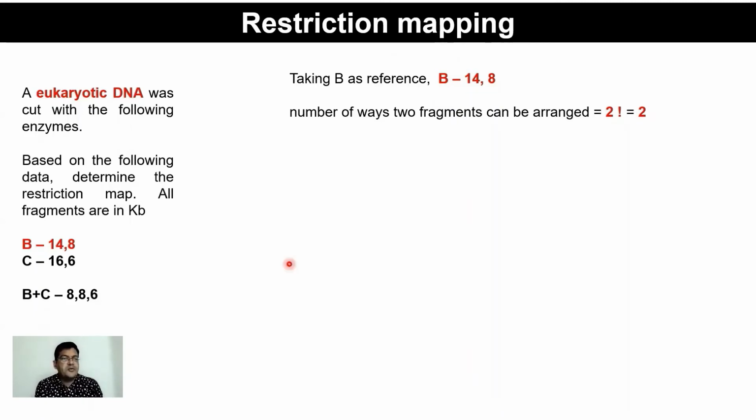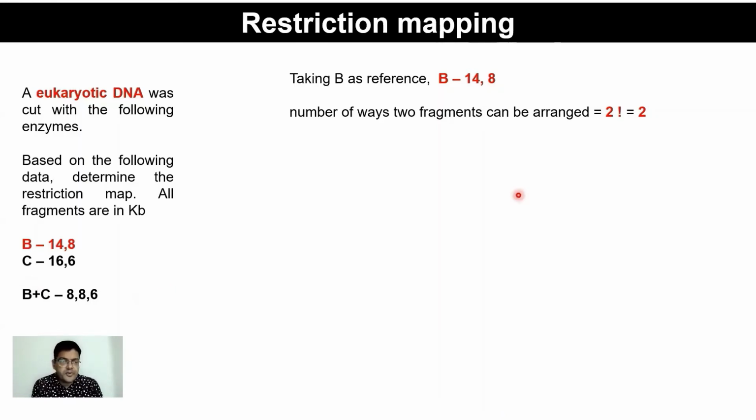The other important thing that you need to do is to calculate the total length of the DNA, and that is very simple. You can take any of the single digestion patterns and sum it up together to give the total length of the DNA. So B, for example, on single digestion gives you 14 kb and 8 kb fragments, which means that the total length of the DNA is 22 kilobases. Likewise, C, for example, can give you 2 fragments, 16 and 6, which is again 22 kilobases. Or for that matter, if you take B plus C together and do a complete digestion, you get 8, 8 and 6, which is 8 plus 8, 16 plus 6, 22 kilobase pairs, the total length of the DNA. So the total length of the DNA is 22 kilobase pairs, right?